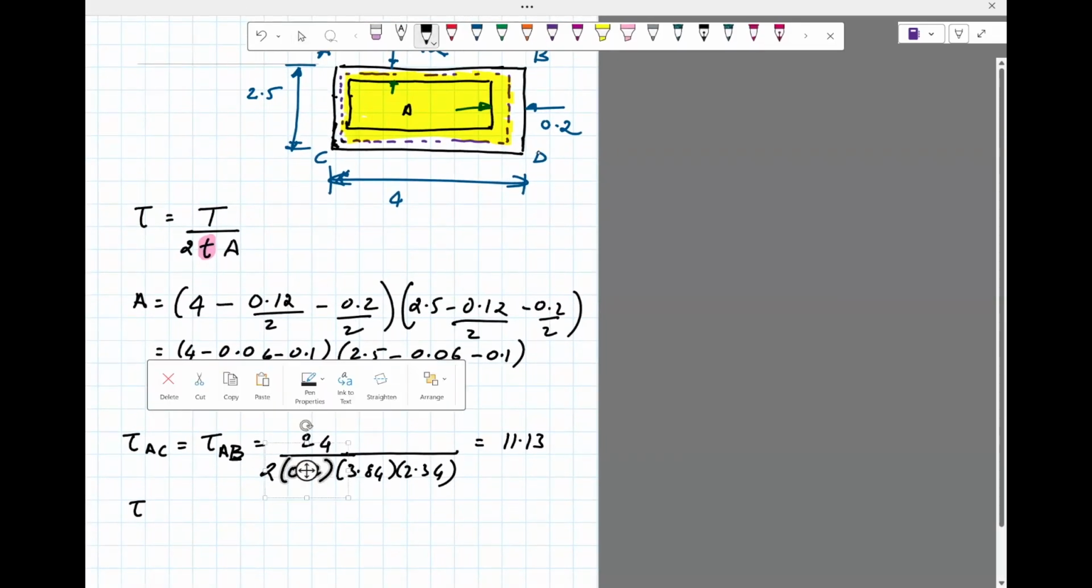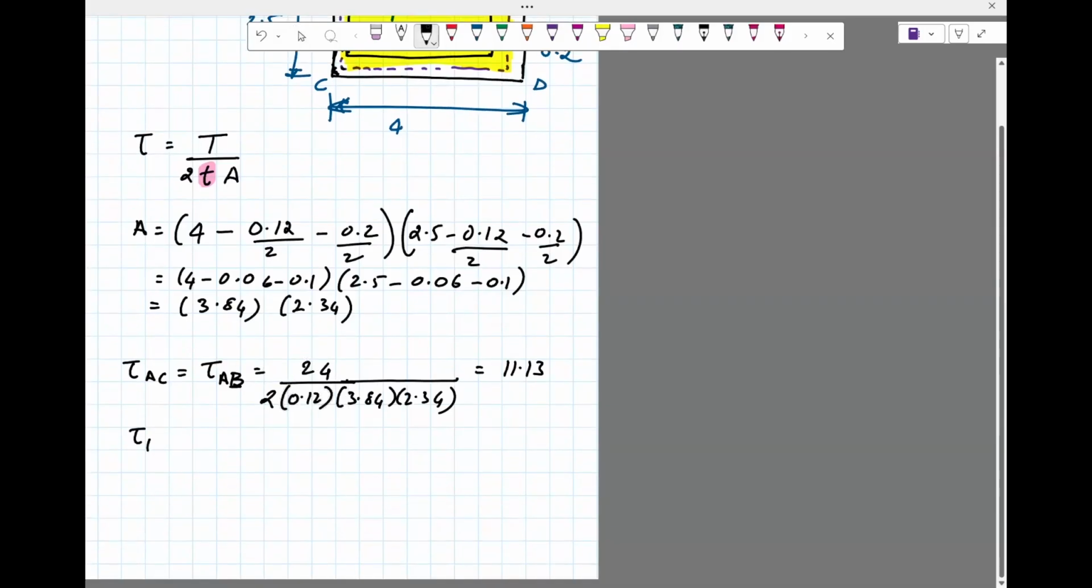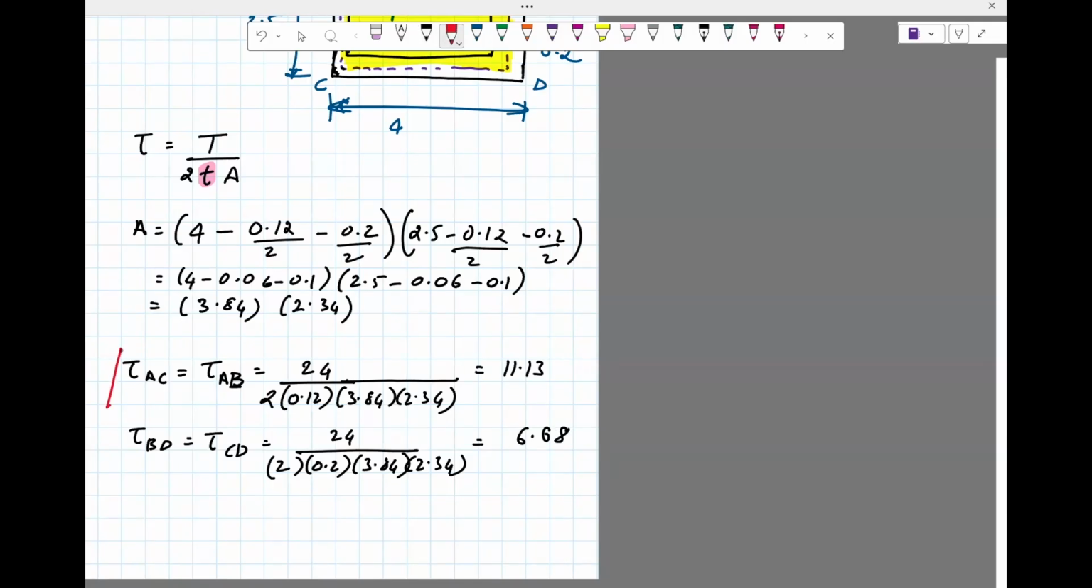BD and CD have the same thickness of 0.2. BD has the same thickness as CD. It is 24 times 2 times thickness, 0.2, the same area. That comes out to be 6.68. So I'll just circle these. Maybe I should put the units. So it's KSI for the units. KSI. The other one is 6.68 KSI.